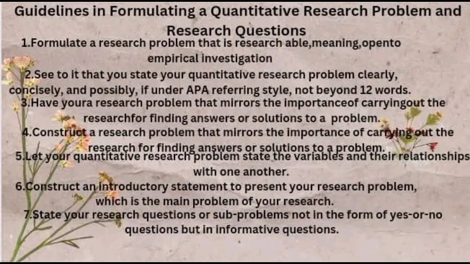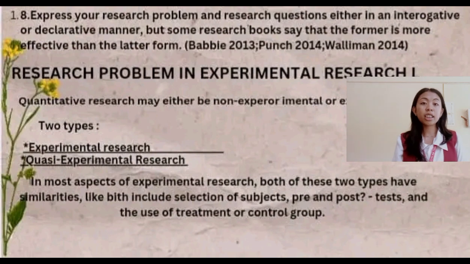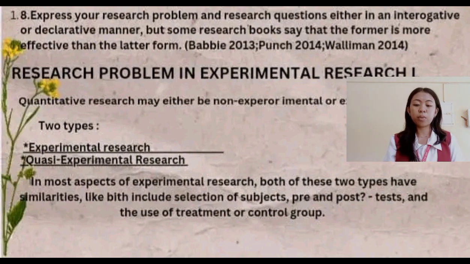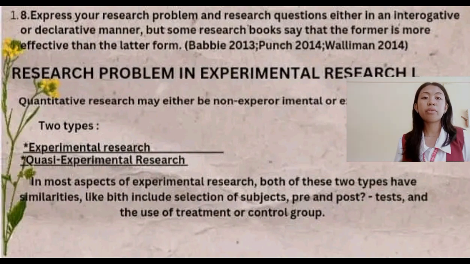Sixth, construct an introductory statement to present your research problem, which is the main problem of your research. Seventh, state your research questions or sub-problems not in the form of yes or no questions, but informative questions. Eighth, express your research problem and research questions in either an interrogative or declarative manner. But some research books say that the former is more effective than the latter form.